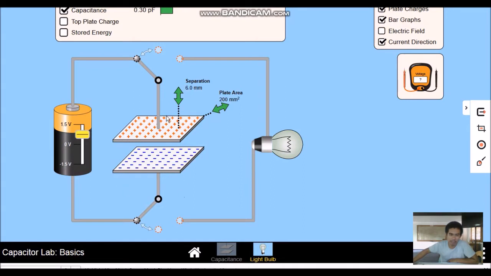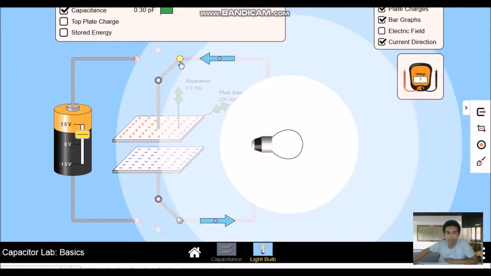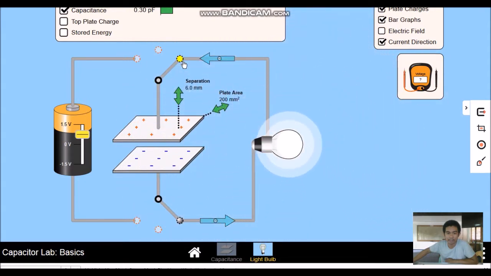Now, once the charge is established, you can disconnect. Alright, so we can disconnect these plates from the voltage source. So we have charged the capacitor already. Now look at what will happen if I connect this capacitor to this bulb. Okay, what happened? It lights up the bulb.